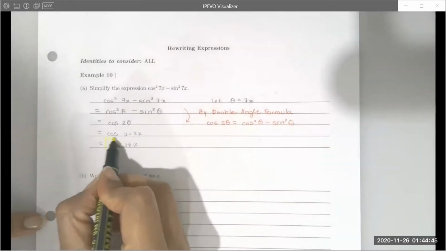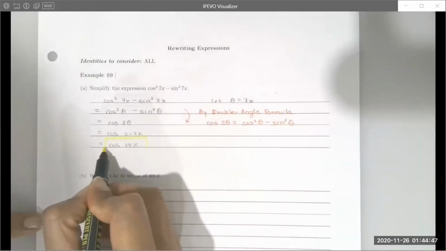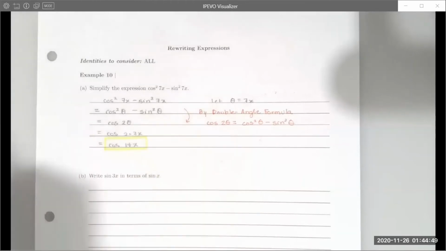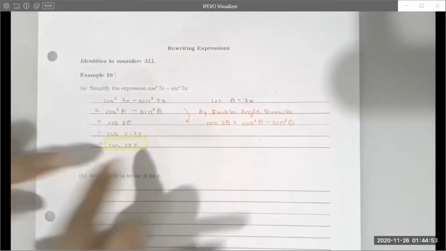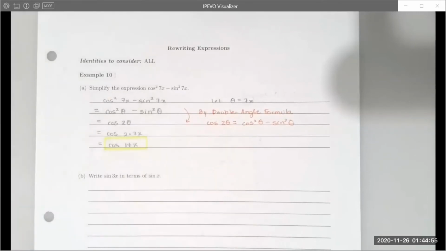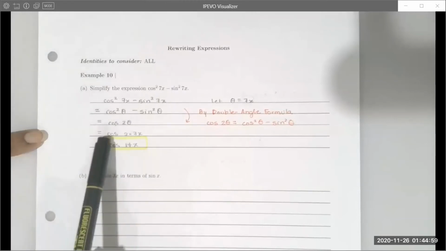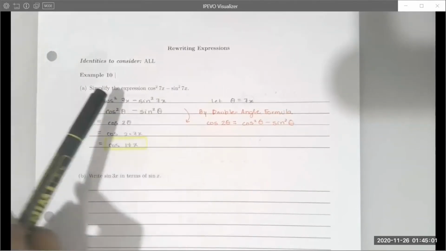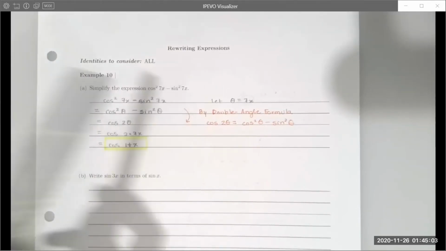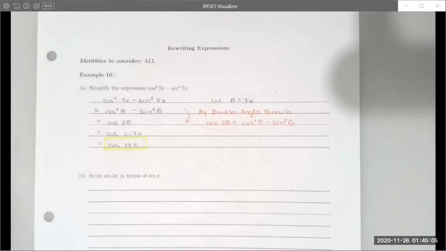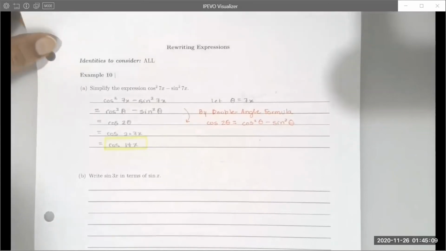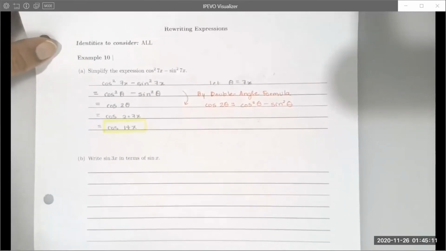Now, unlike in the other problems that we've been working with, I am going to box this answer because the final expression is our answer. It's not the process itself, but the final expression that is equivalent to the original one. Okay. Questions here?